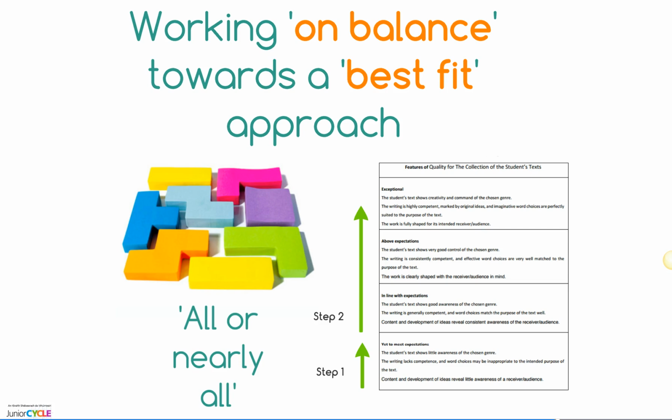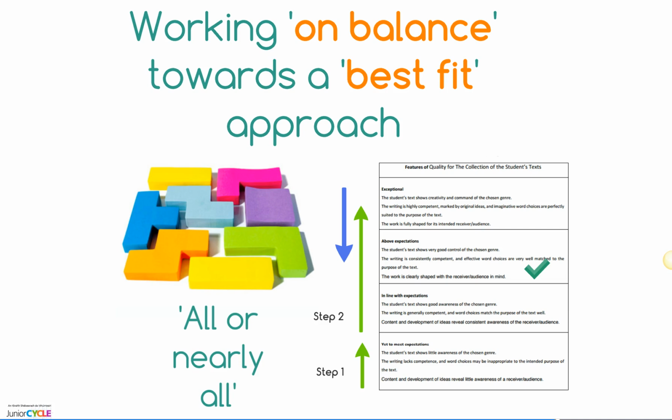In the example we have on screen here, we've looked at the features of quality for in line with expectations. We feel that we should look at the above expectations features of quality. And as this piece displays the features of quality for above expectations, we then consider the features of quality for exceptional. However, on balance, we decide that the best fit for this piece of writing is above expectations. Of course, it is important to remember that we have different features of quality for each classroom-based assessment.